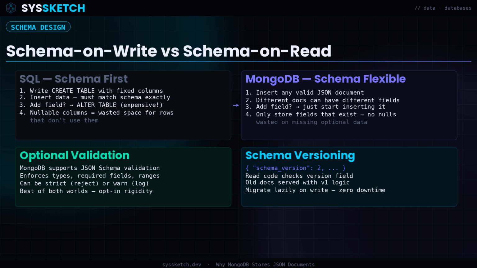To add a new field to your user documents, you simply start inserting it. Old documents without that field still exist. Your read code handles both versions. This is called schema-on-read. When you do need hard guarantees, MongoDB supports optional JSON schema validation. You can require certain fields, enforce types, and reject documents that do not match. You get the flexibility by default and the rigidity when you need it.